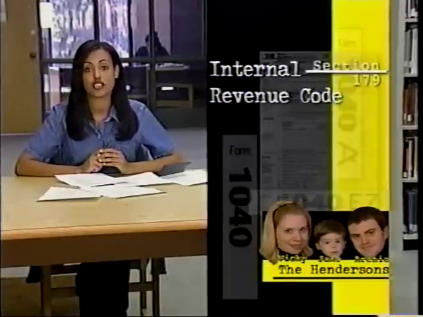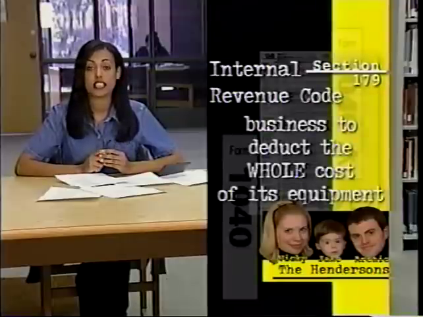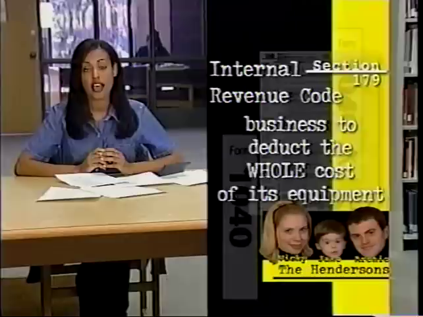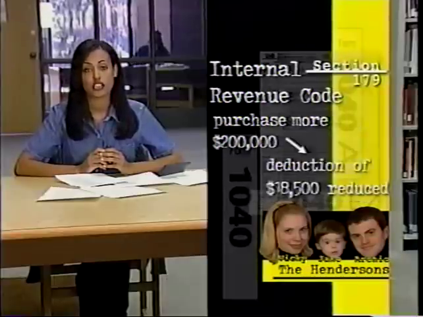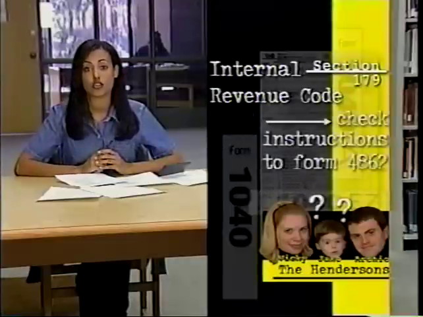Instead of depreciating a piece of equipment over time, a special part of the Internal Revenue Code called Section 179 allows a business to deduct the whole cost of its equipment. If you purchase more than $200,000 of equipment in 1 year, your deduction of $18,500 is reduced. If you have questions, check the instructions to Form 4562.